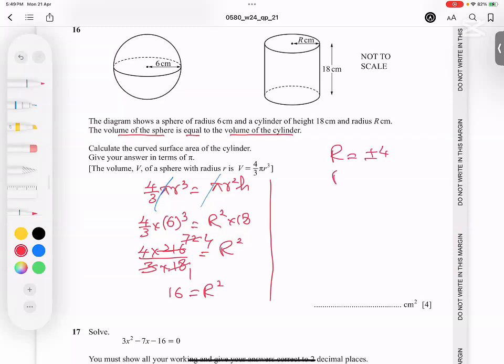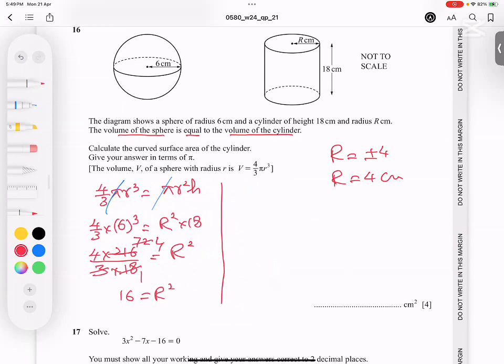But you know, that is never negative. I got only 4 centimeters. Okay, this R I got it, but R is not our aim to find. What is he asking us to find, students? To find the curved area of a cylinder in terms of pi.